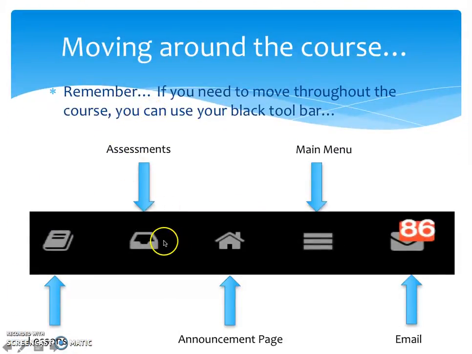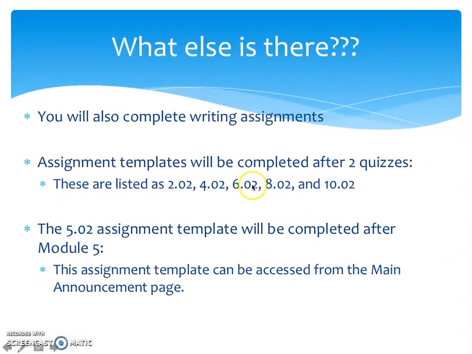All right, once again, moving around the course, these are all of your tabs at the top. You can always use that black toolbar, super helpful. Okay, so what else is there? Those assignment templates that we talked about are going to be completed after 2 quizzes. So you're going to do Module 1 quiz, Module 2 quiz. Then you're going to do 2.02 assignment. Then you're going to do Module 3 quiz, Module 4 quiz, and then 4.02 assignment. And that's kind of the pattern of the course. The only difference is the 5.02 assignment here, which we'll talk about as well.